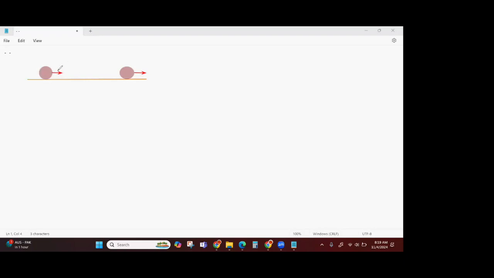Okay, let's consider an object. Initial velocity is u. That means at the time t equals 0, at this moment we hit the stopwatch. Stopwatch starts running from 0, right? And let's consider the time taken is simply t, and the velocity is v, and the displacement within this time interval is considered as s, that is the displacement.